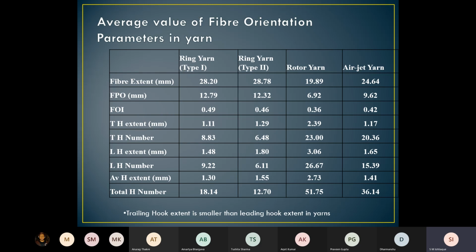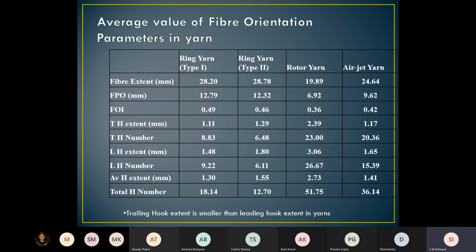So there are two ways: simply taking two adjacent fibers, or taking the total number of fibers. But in our practice, we found FOI gives a better correlation with mechanical properties in comparison to FPO. So we wanted to measure which index is better. That was the idea, so we have taken both into consideration. FOI is the fiber orientation index, the overlapping index.